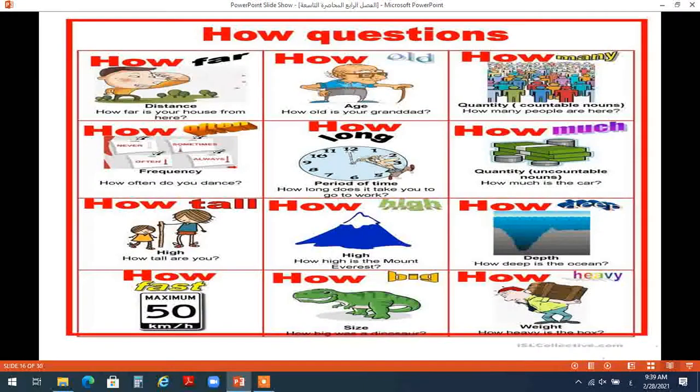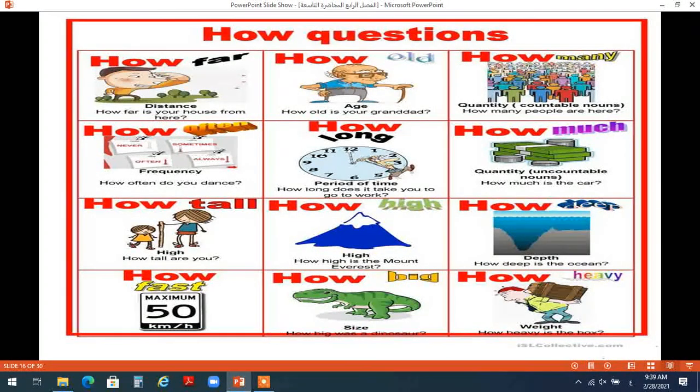As you can see here in this diagram or table, many examples of the WH word how, because as you can see here, how it is used to ask about so many things. For example, it is used to ask about the distance. How far is your house from here? Or it is used to ask about age. How old is your grandfather?